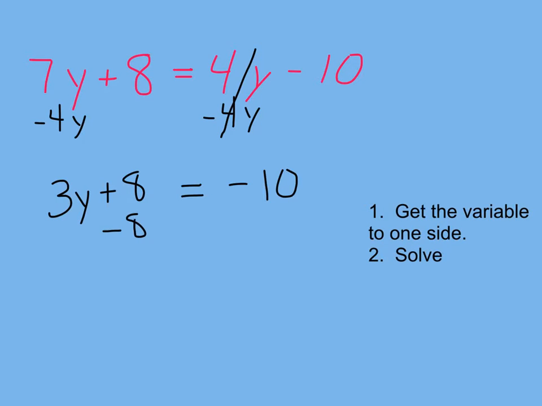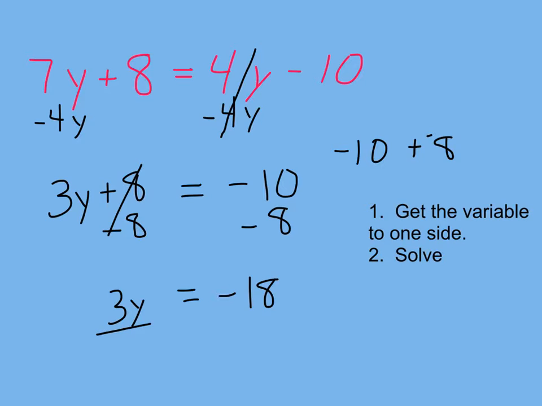And to do that, I'm going to take 8 away. I do the same thing to both sides. Okay, that cancels out, and that leaves me with 3y on this side. Now on this side, I have negative 10 minus 8. Remember, we're going to want to add a negative to that. So that gives me negative 18. And now, when I look at this, I'm going to divide each side by 3. And I'm dividing by 3 because this is 3 times y. So I want to do the opposite. I'm going to divide by 3. That cancels out. That leaves me with y equals negative 6.